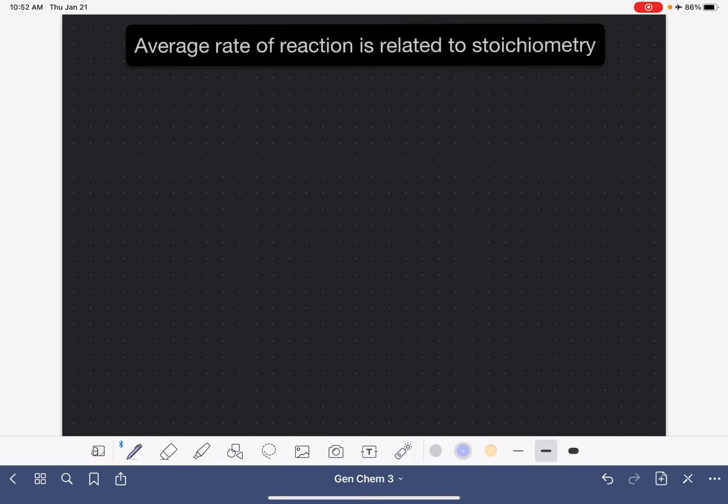The average rate of a reaction is related to the stoichiometry of the reaction, or the stoichiometric coefficients. Let's start by looking at our simple example, molecule A being converted to molecule B. If we wanted to write the average rate of this reaction, we could write it in terms of the loss of reactant A. So the change in concentration of reactant A over time.